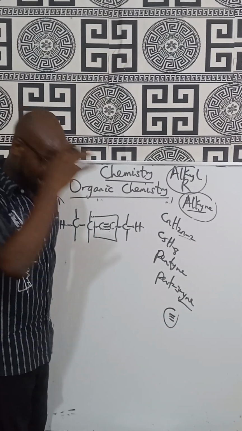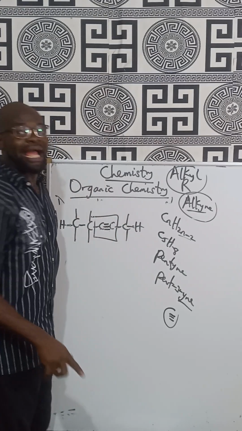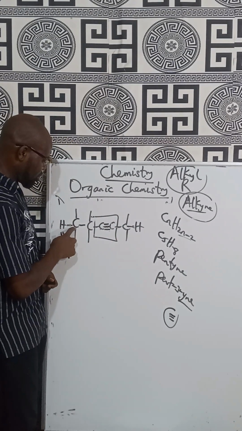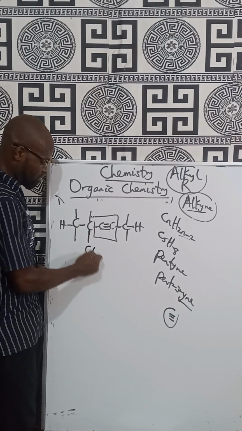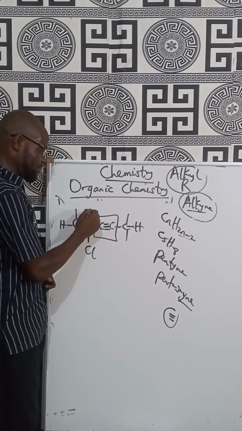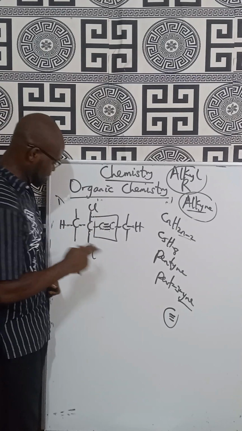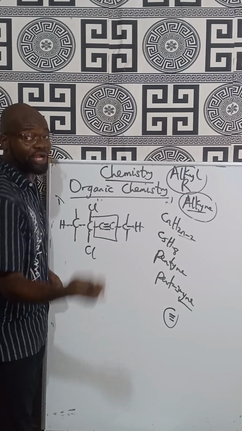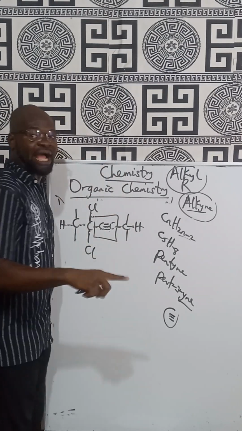So now let's look at the branches. It said 2,2-dichloro. So carbon number 1, carbon number 2. That's where the chloro is. You can put one down and one up, because it's 2,2. Di means two things. Dichloro. Chloro is chlorine.